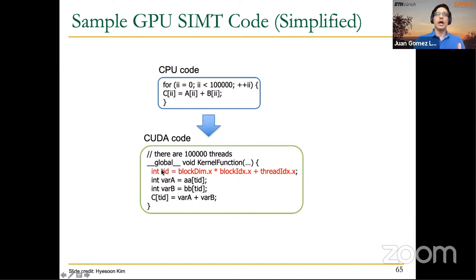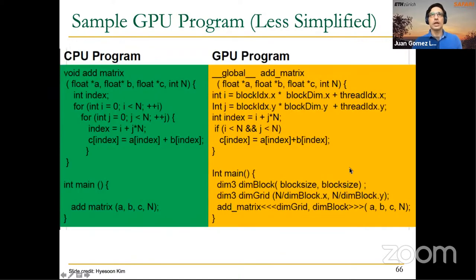The way that we calculate this thread ID is by taking into consideration the thread ID inside each block, the block ID among all the blocks that we are launching on the GPU, and the block dimension. This way we calculate this ID. We are essentially assigning one element of A and one element of B to each thread. We load these elements from memory into some temporary variables. We add these temporary variables and store the result in C. And here you have more or less the same code.